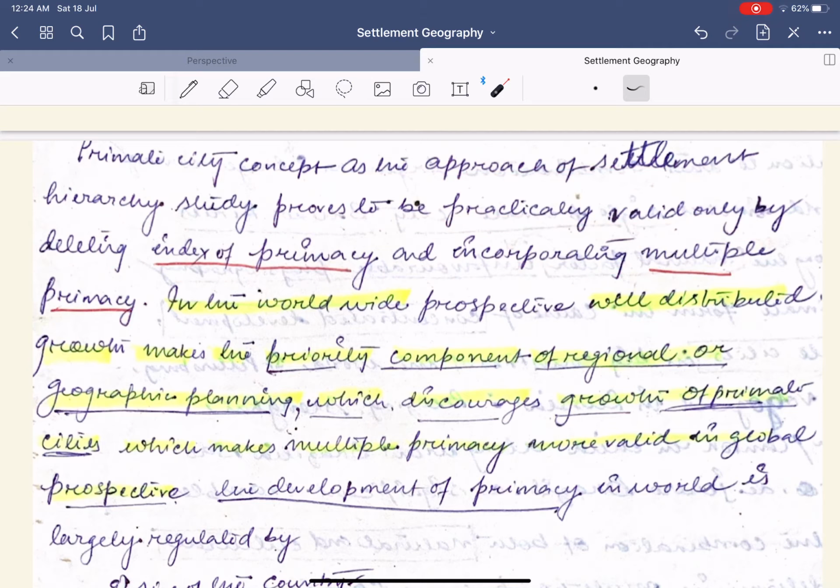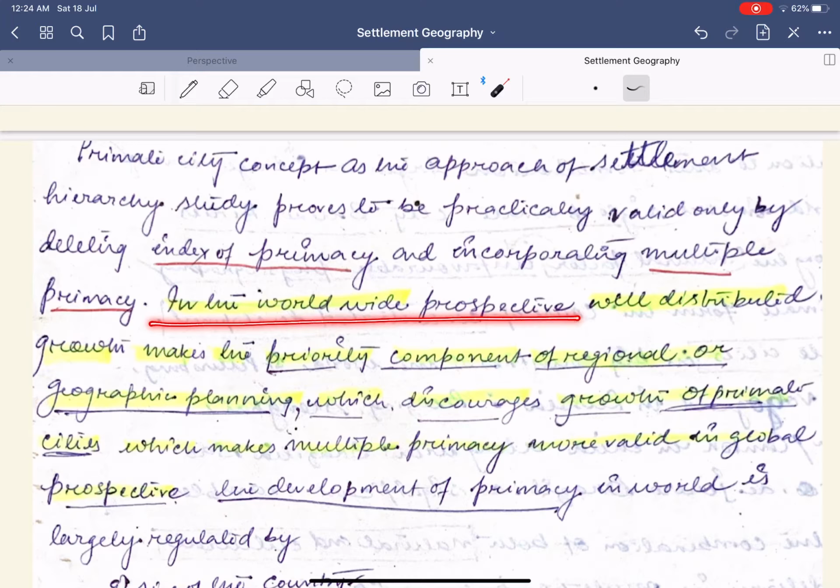Understand this statement. This statement says that the index of primacy that we talked about is nothing but a false concept, or we can say a flawed concept, because across the world we have multiple cities which are closely located, and it is difficult to say that this city is a primate city and that city is not. Hence, we can say both Bhubaneswar and Cuttack can be primate cities. We cannot say that Bhubaneswar is a primate city and Cuttack is not. Both of them can be primate cities.